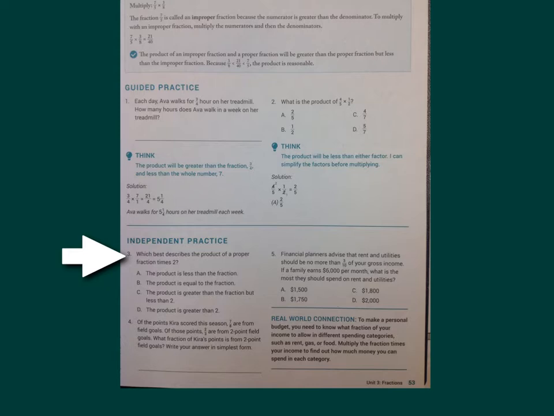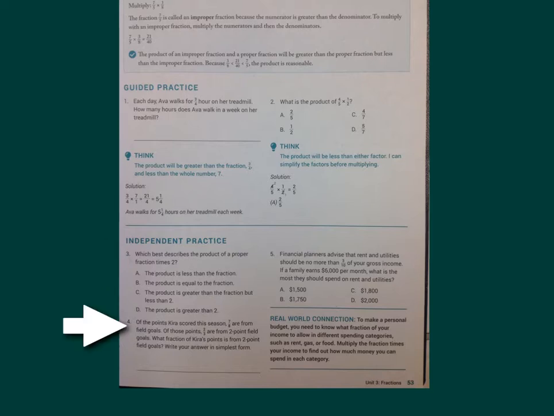So let's look at number 4. Number 4 reads, of the points Kira scored this session, 7/8 are from field goals. Of those points, 2/3 are from 2-point field goals. Which fraction of Kira's points is from the 2-point field goals? It says write the answer in simplest form. Okay, so number 4, our problem is going to read 7/8, and that's going to be times 2/3.